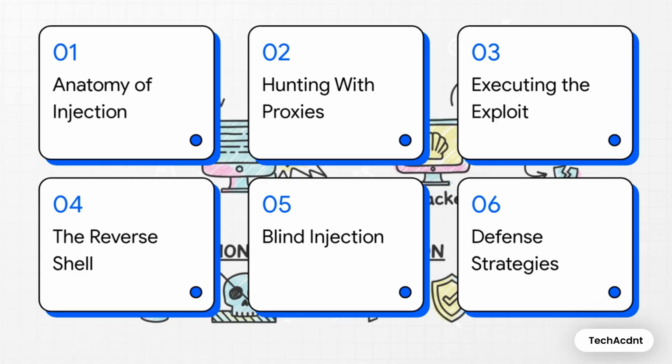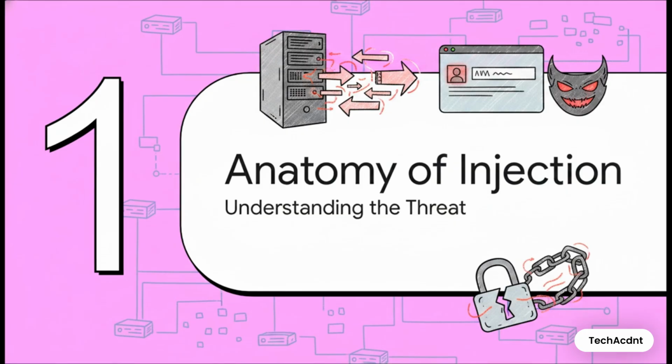We're going to walk through the complete attack lifecycle today: the anatomy of command injection, hunting vulnerabilities with proxies, executing the exploit, establishing a reverse shell, blind command injection techniques, and finally, mitigation and defense strategies. All right, first up, anatomy of command injection.